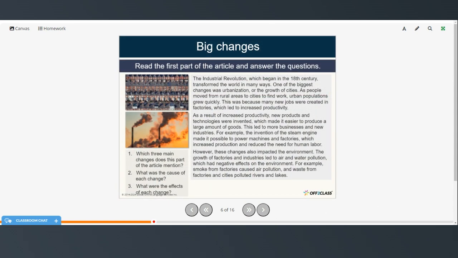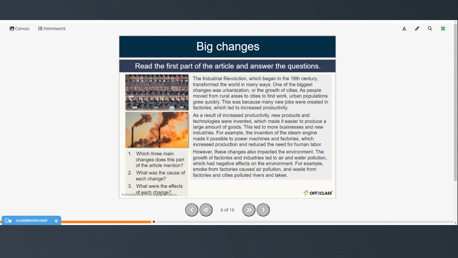All right, so we're going to read the first part of the article and answer the questions. You can pause the video and read on your own, or you can follow along as I read. The Industrial Revolution, which began in the 18th century, transformed the world in many ways. One of the biggest changes was urbanization, or the growth of cities. As people moved from rural areas to cities to find work, urban populations grew quickly. This was because many new jobs were created in factories, which led to increased productivity. As a result of increased productivity, new products and technologies were invented, which made it easier to produce a large amount of goods. This led to more businesses and new industries.